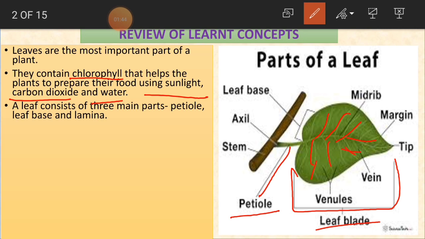Okay. So what is this petiole? This part is joining the leaf to the stem. Okay, like this stalk, we can call this a stalk which is joining the stem. Okay, so this leaf contains three parts: petiole, lamina and leaf blade.